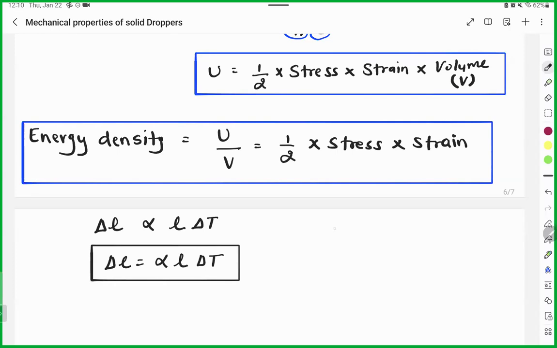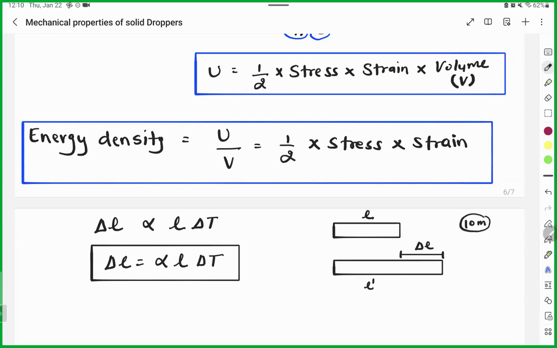Example. Your original length of a rod is L. You heat this wire and your new length is L dash. What will be the change in length? Delta L. I will give you an example for this. You have a 10-meter long wire. When you heat this at 200 degrees Celsius, this wire will become 10.1 meter.